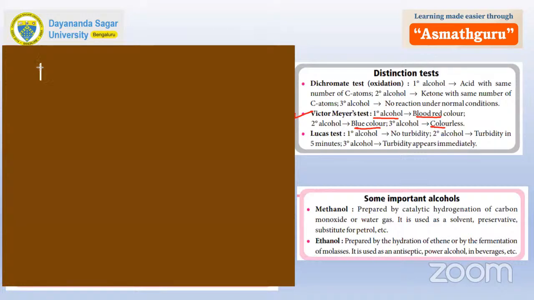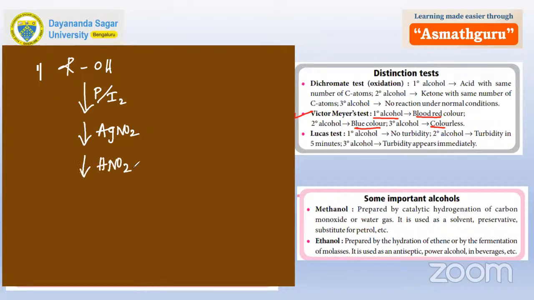To the alcohol, what you have to add? First, you have to add iodine, in terms of phosphorus and iodine. Then you have to add AgNO2, silver nitrite. Then you have to add HNO2. These are the reagents you have to add. If your alcohol is primary, then it forms a compound called nitrolic acid, and nitrolic acid is blood red color.